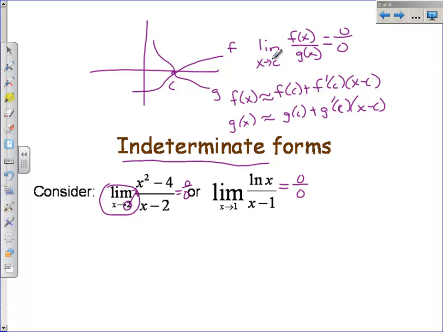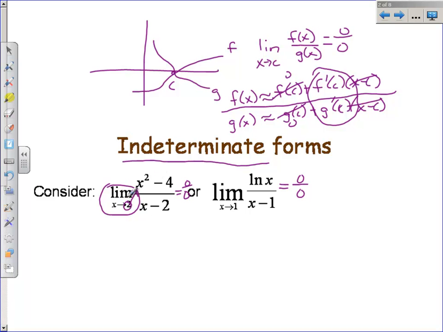And so since we can replace these functions, if they're differentiable, with their tangent line approximations, let's look at the division here. f of c and g of c, we just saw both went to 0. And the x minus c cancel, and we can see that if we get 0 over 0, we can look at the quotient of their derivatives instead of the quotient of their original functions.